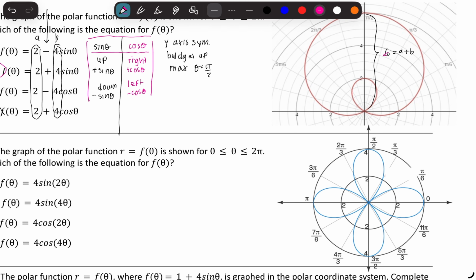Because we can also see that b minus a, which is 4 minus 2, is equal to 2. That's going to be the minimum radius, and this is the max radius. We can also see that the amplitude is 2, and our midline is, our amplitude is 4, and our midline is 2.